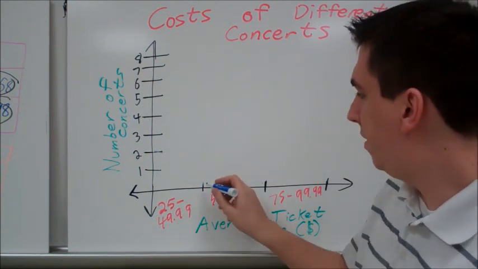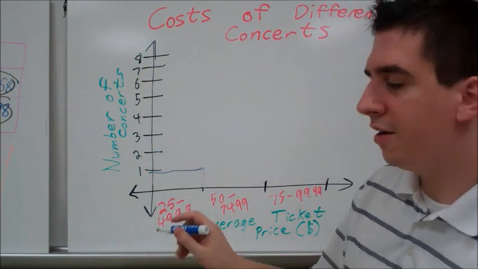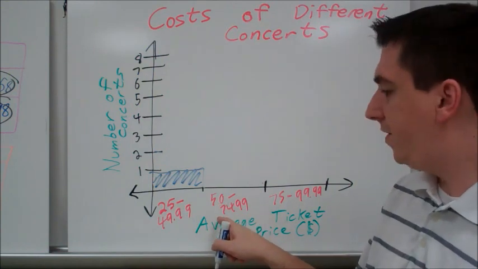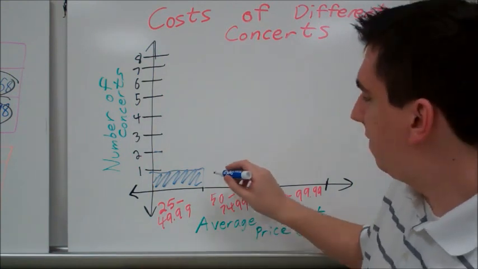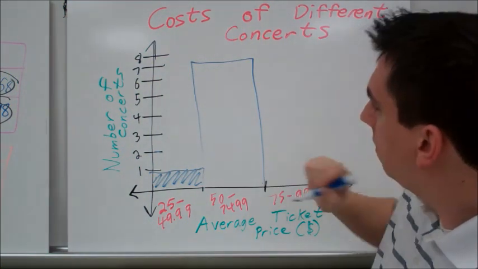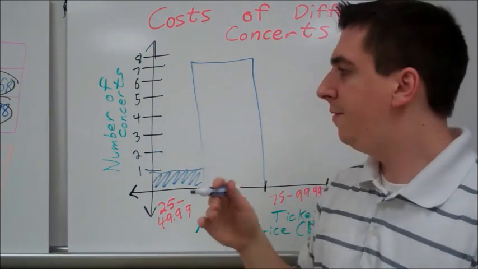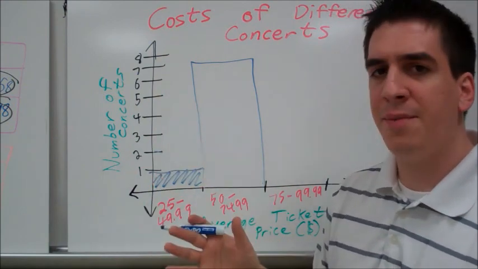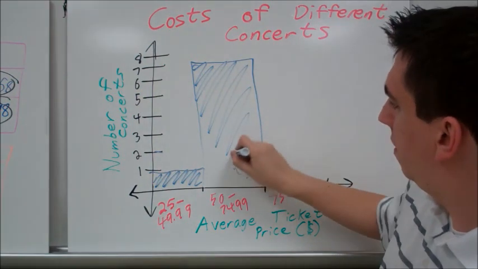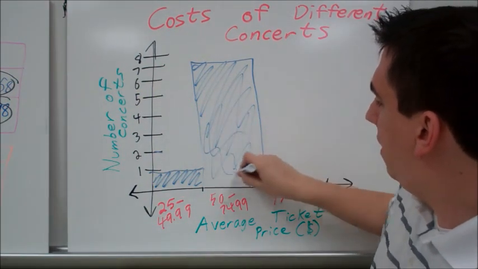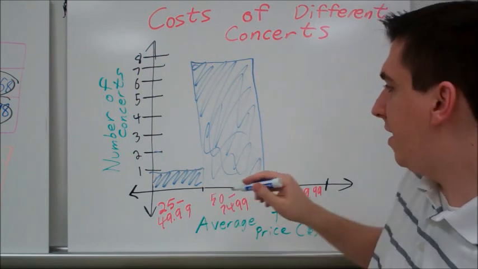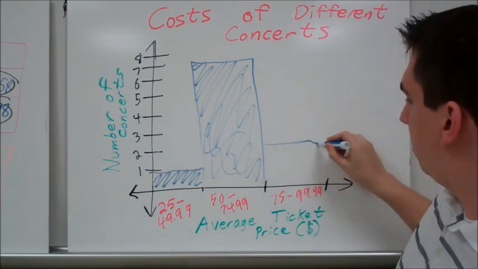This occurred once, so we're going to make our bar there. Our middle value, $50 to $74.99, remember that occurred 7 times. So we're going to draw it all the way up to 7. If we don't remember, we can always refer back to our chart. So we're going to do that, shade that one in. And finally, our last ticket price of $75 to $99.99, that occurred twice.